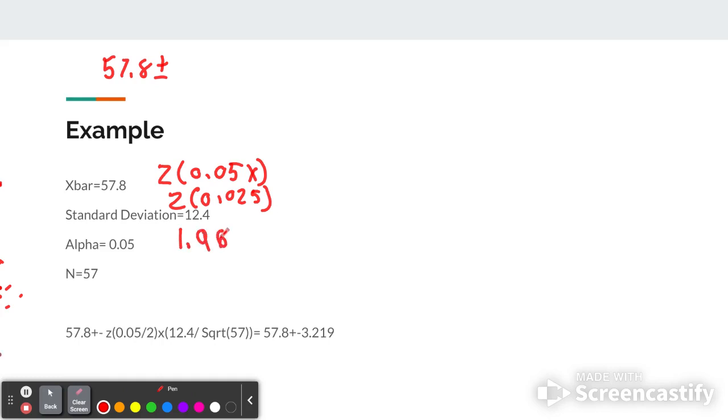I will show you that in a second. I have a standard normal table on the next slide. And so we'll add that in as 57.8 plus or minus 1.96, our confidence interval z-score. And then for the second half, we will do the standard deviation, 12.4, divided by, not multiplication, divided by the square root of 57.